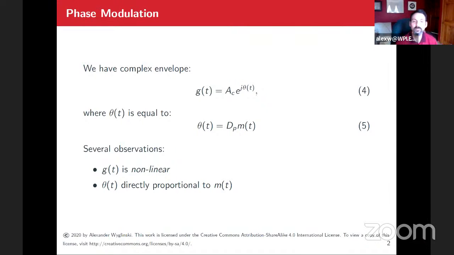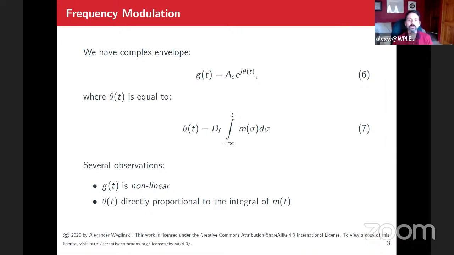And we saw what theta t is equal to, right? So a couple of things. G of t is not linear, right? It's an exponential function, and that M of t is driving it in the exponent. And theta t is directly proportional to M of t. Cool beans.